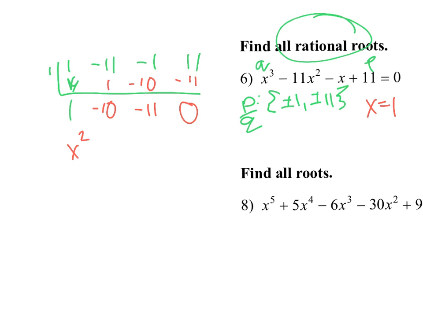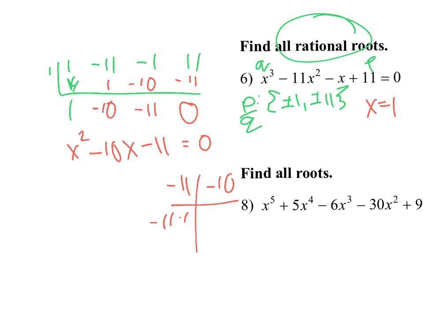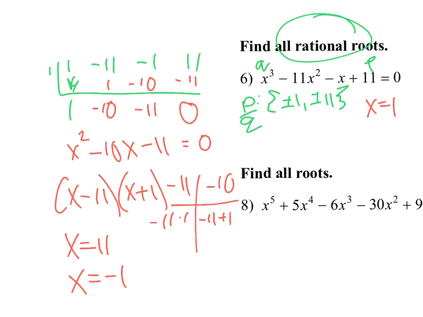Then you have x squared minus 10x minus 11, and that equals 0. So from there, now that it's the quadratic, let's try to factor it. So factors of negative 11 that add up to negative 10. Well, that would be negative 11 and 1, right? Yeah. So this would be x minus 11, x plus 1. So x is going to equal 11, x is going to equal negative 1. So those are all our answers.